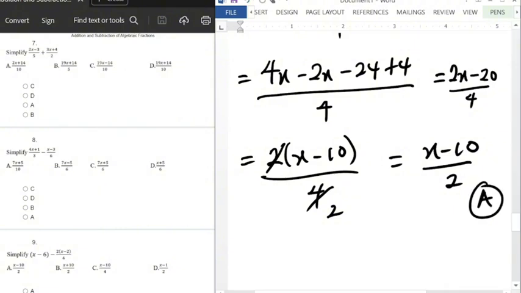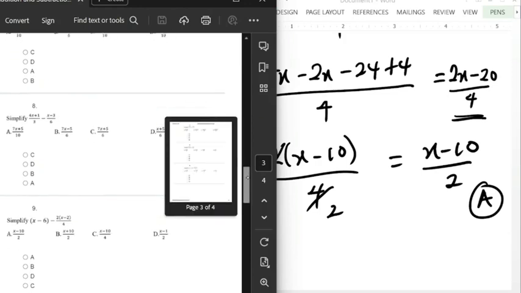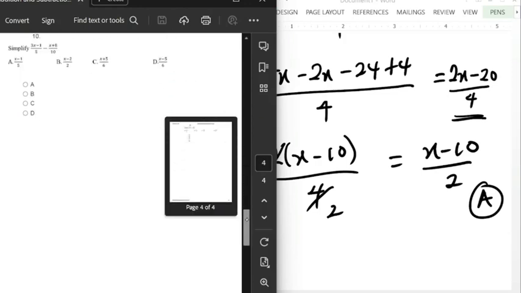Now, if you get to this place, you might say there's no answer in the options. So look at it and see what they have done. Sometimes questions will be like that. You have done it correctly, but you do not see your answer. So it means you still need to simplify further, because the question says to simplify.